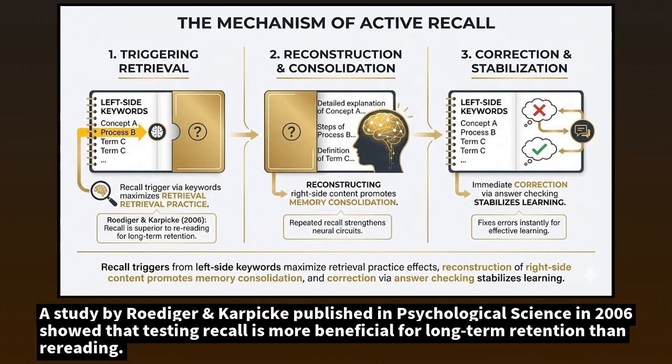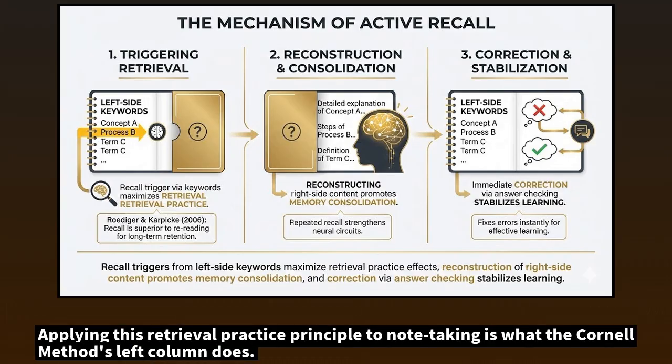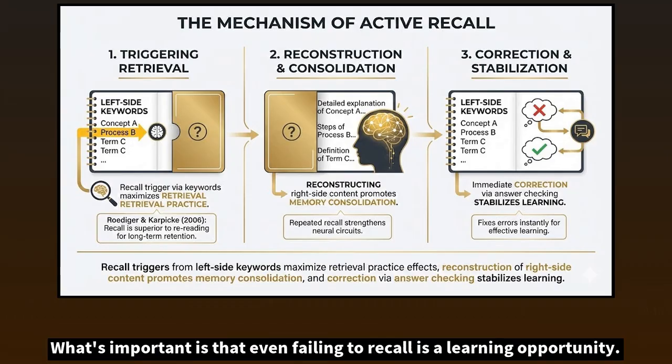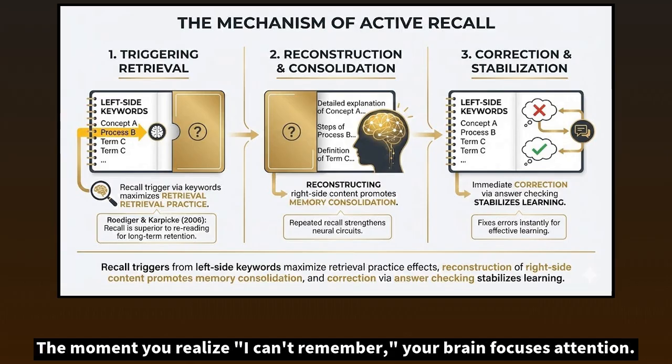A study by Roediger and Karpicke, published in Psychological Science in 2006, showed that testing recall is more beneficial for long-term retention than rereading. Applying this retrieval practice principle to note-taking is what the Cornell method's left column does. What's important is that even failing to recall is a learning opportunity. The moment you realize, I can't remember, your brain focuses attention.